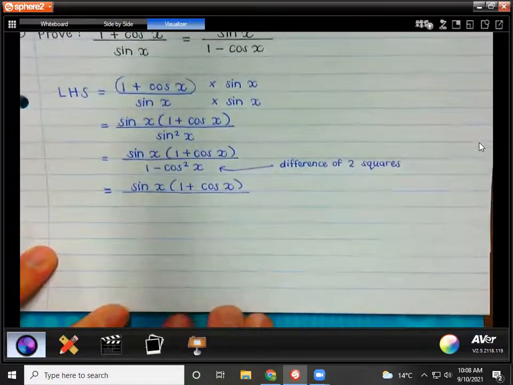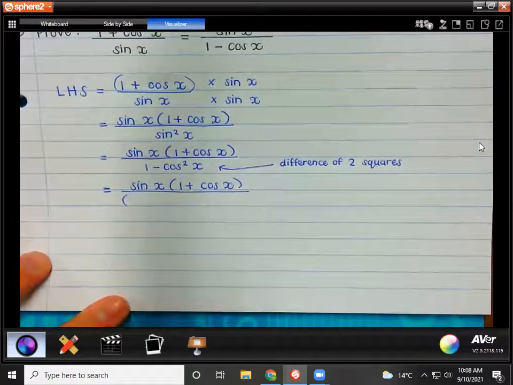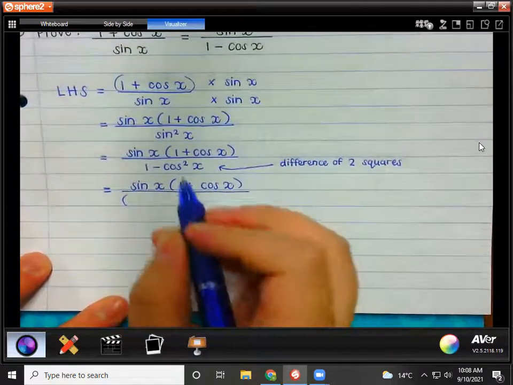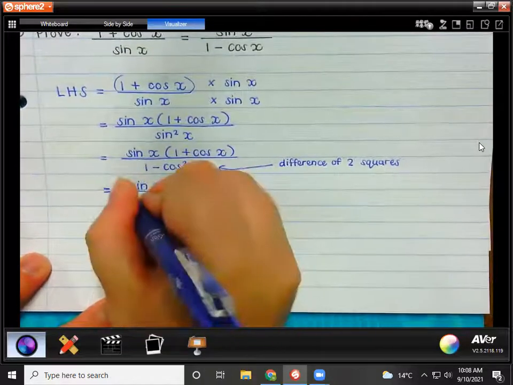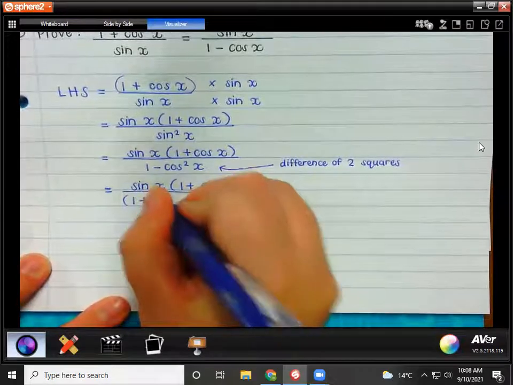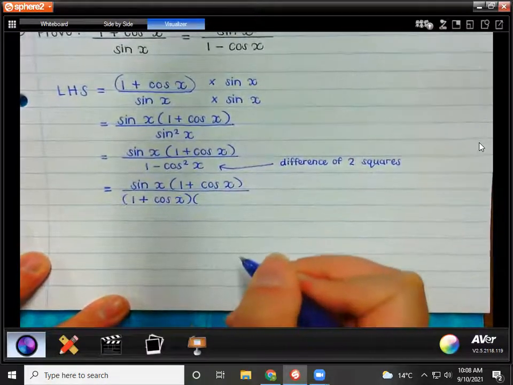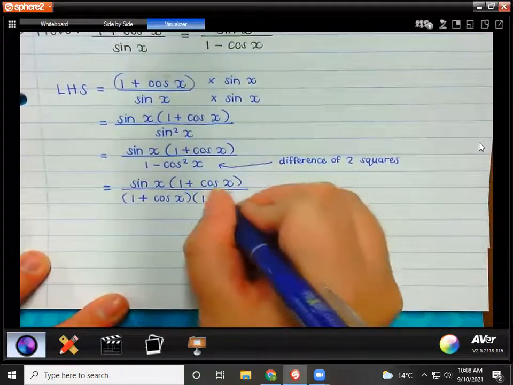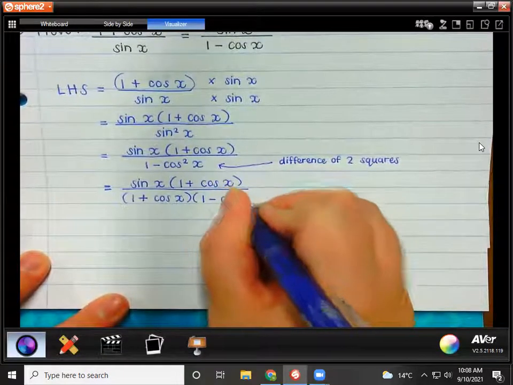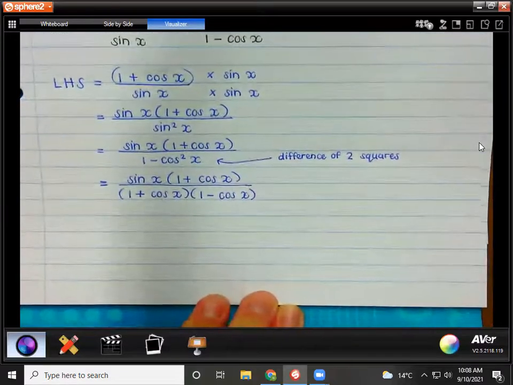When you factorize the difference of 2 squares, you're going to get 2 brackets, and you put the square roots of each of those terms in the bracket. So the square root of 1 is 1. You're going to put a plus. The square root of cos squared x is cos x. Then your second bracket has the same 2 terms, but instead of a plus between them, you're going to have a minus.